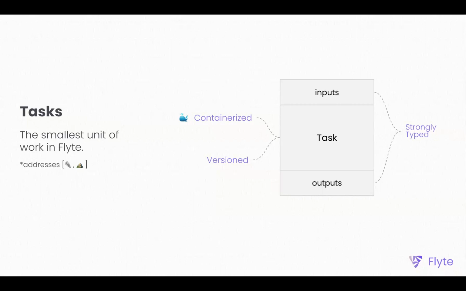The next point is that these things are containerized. So you can imagine this Python function that lives in a Docker, let's say Docker container, and they're fully versioned. So this is a task. It's essentially the most granular level of compute in Flyte.